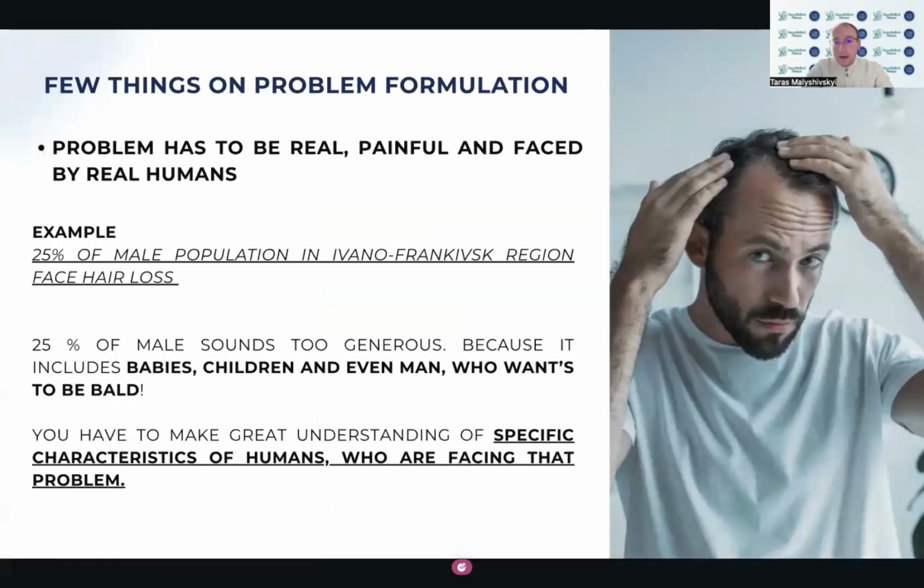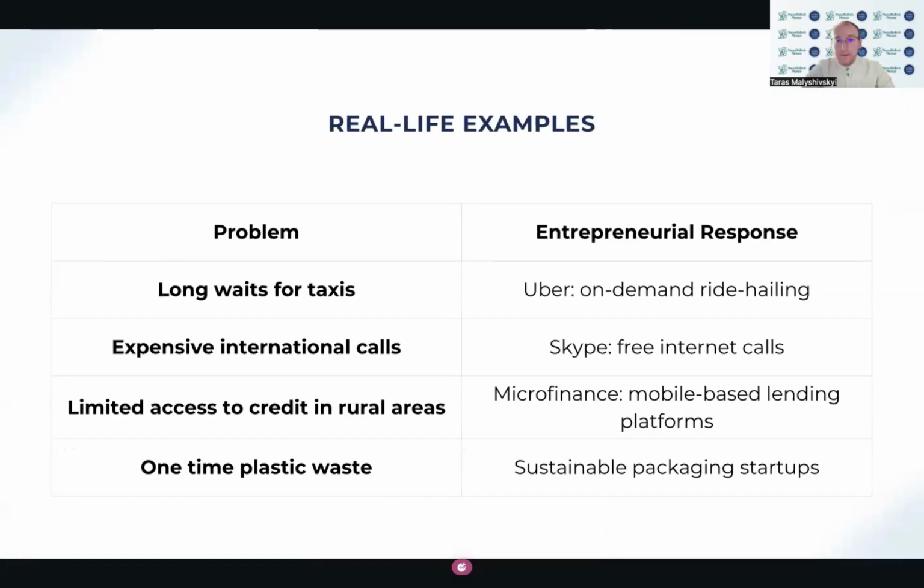And the last one: a problem has to be real, painful, and faced by real humans. Example: 25% of the male population in Ivano-Frankivsk region face hair loss. But 25% of males sounds too generous because it includes babies, children, and even men who want to be bald. So you have to make a great understanding of the specific characteristics of the humans who are facing that problem. It helps you to create a product that will fit your target audience as much as possible and will be desirable.